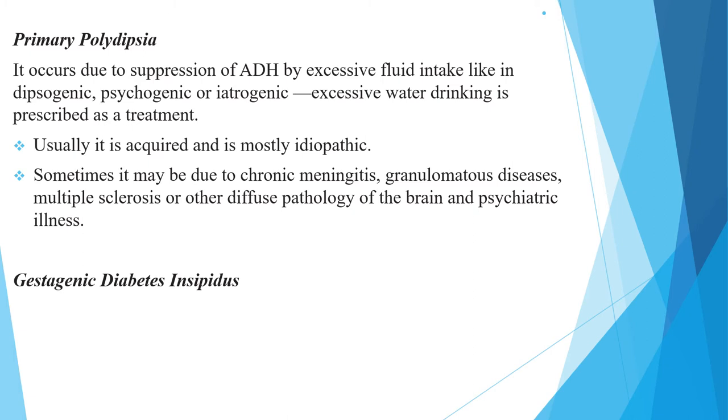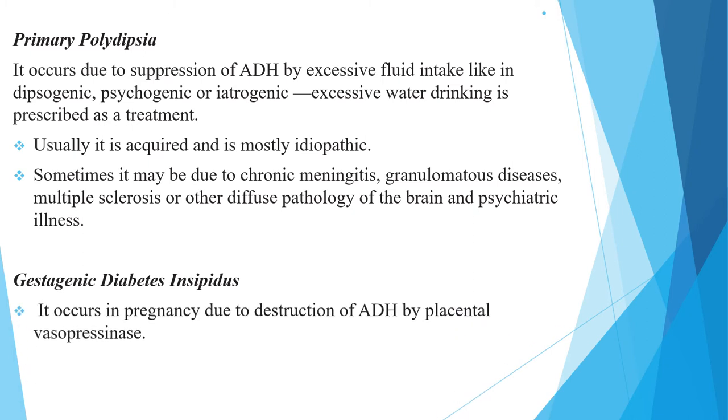Some also add additional types of diabetes insipidus, which happens during pregnancy. It is called gestagenic diabetes insipidus, and it occurs in pregnancy due to destruction of antidiuretic hormone by placental vasopressinase.